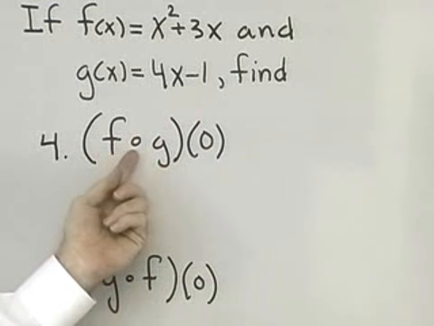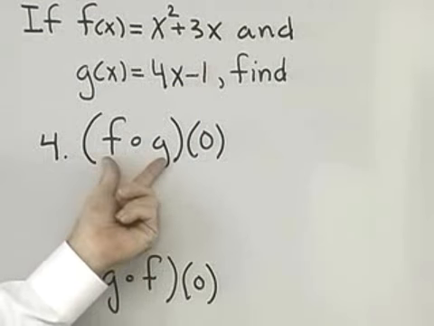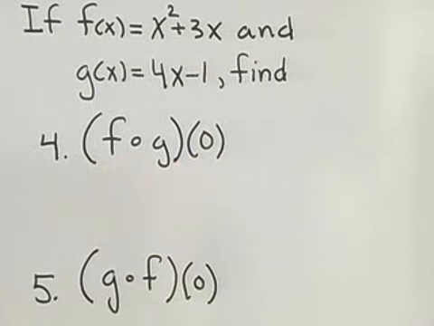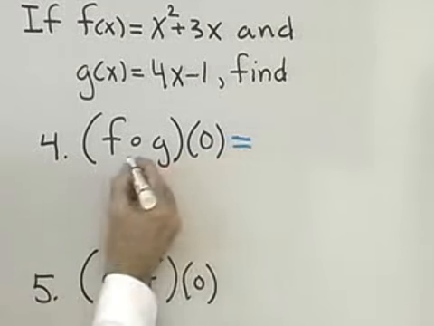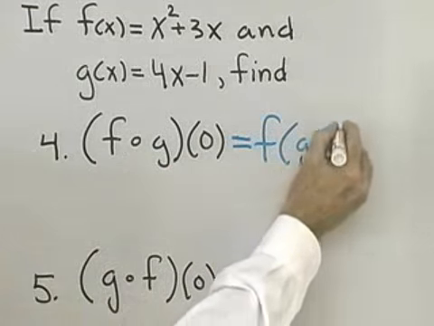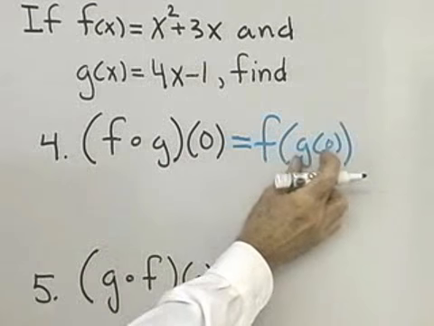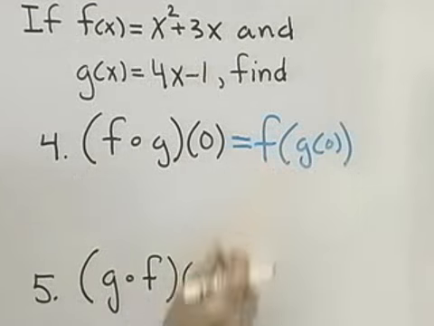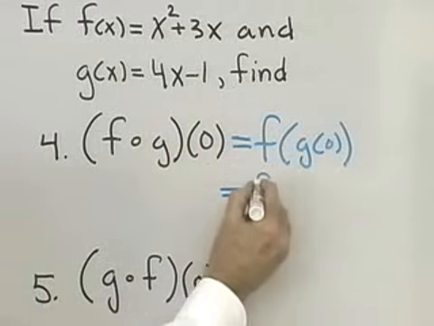That's what this little round O right here stands for, is the composition of f and g. F composed with g of 0. The definition for that is that this means f of g of 0. So we want to evaluate the function g when x is 0, then take what we get and evaluate the function f there. So I'll start by finding g of 0.